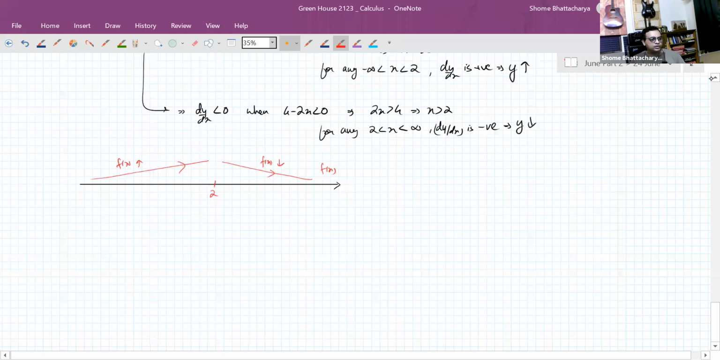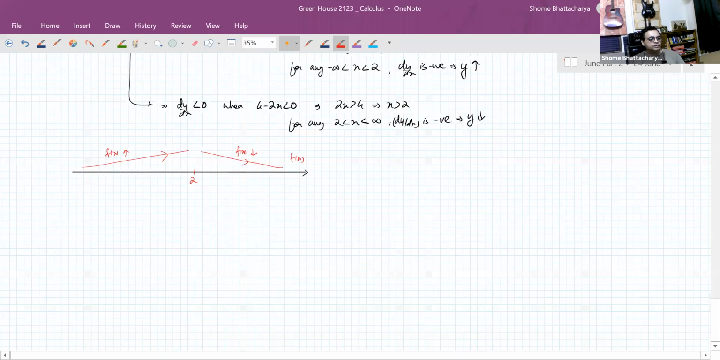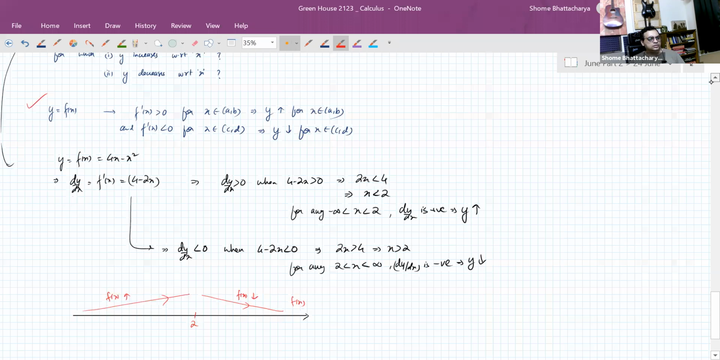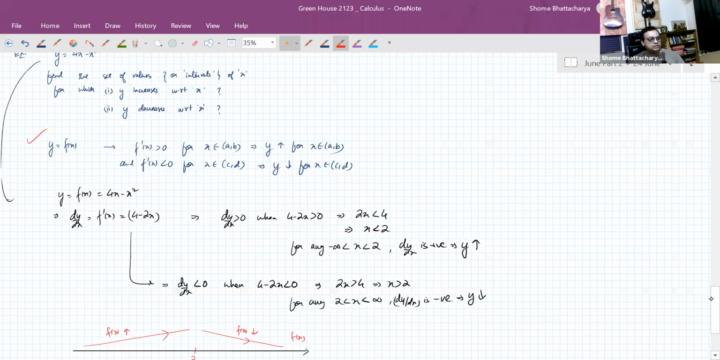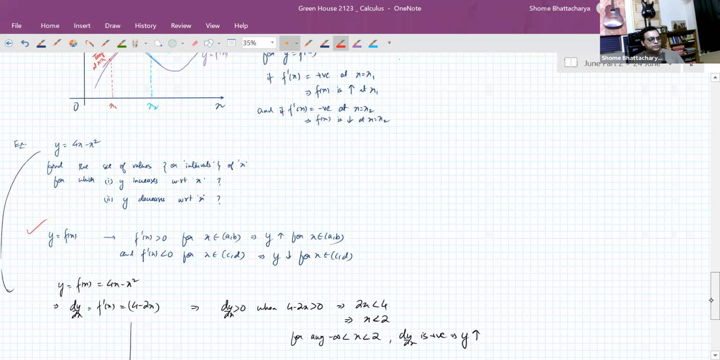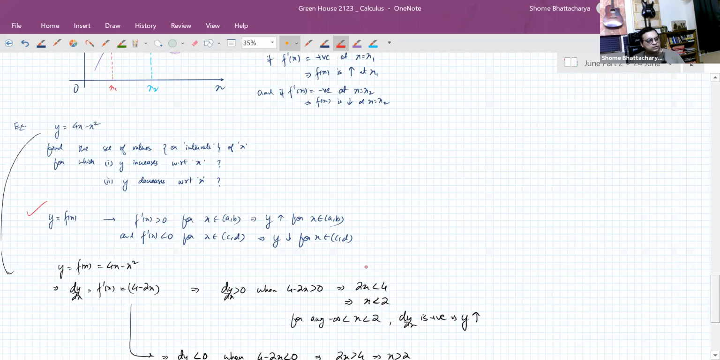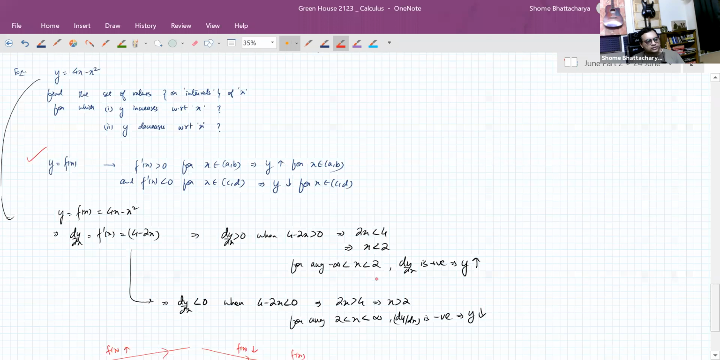So the question was that we wanted to find out the interval of x for which the function is increasing or decreasing. So we can see that over here, this is the interval where the function is increasing. We have first found that out. This is the interval of x for which y is increasing. And similarly, this is the interval where y is decreasing, from 2 to infinity.